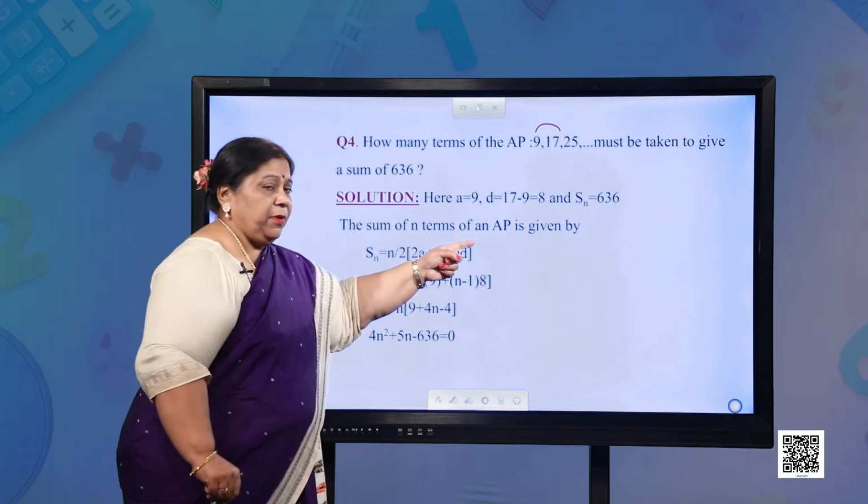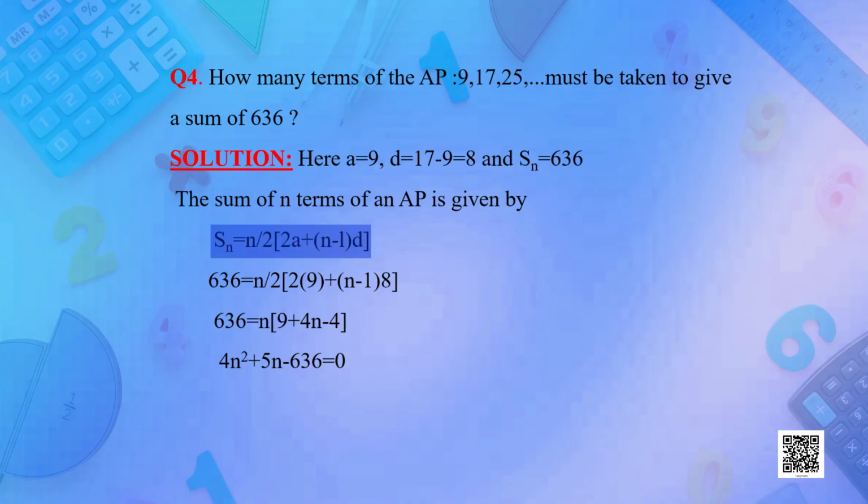The sum of n terms of an AP is given by the formula Sn is equal to n upon 2 into 2a plus n minus 1 into d. Let us substitute the values. 636 is equal to n upon 2 into 2a, so 2 into 9 plus n minus 1 into 8. 8 is the common difference given to us. Now, 636 is equal to n multiplied by 9 plus 4n minus 4. On simplification, we get a quadratic equation 4n square plus 5n minus 636 is equal to 0.